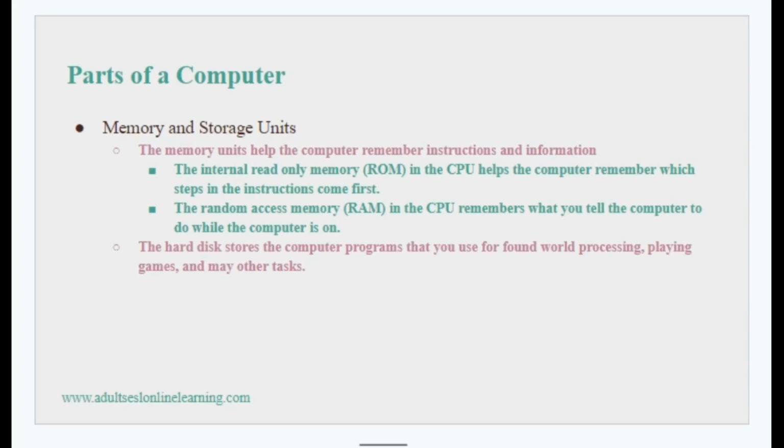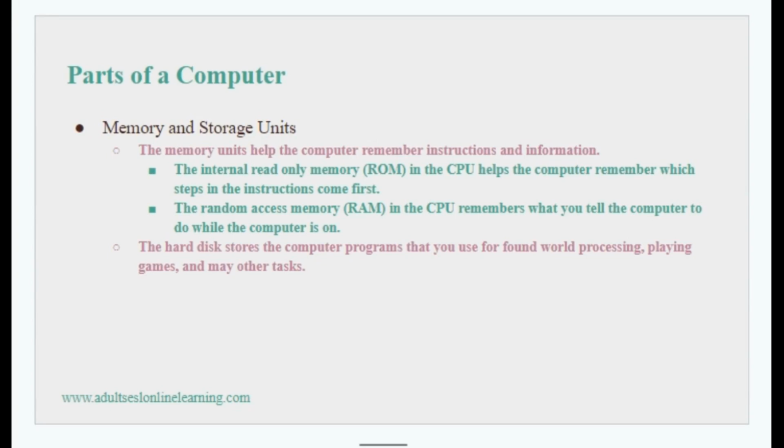Memory and storage units. The memory units help the computer remember instructions and information. Every computer has several types of memory. The internal read-only memory, ROM, in the CPU helps the computer remember which steps in the instructions come first. The information is permanently stored there and cannot be changed.